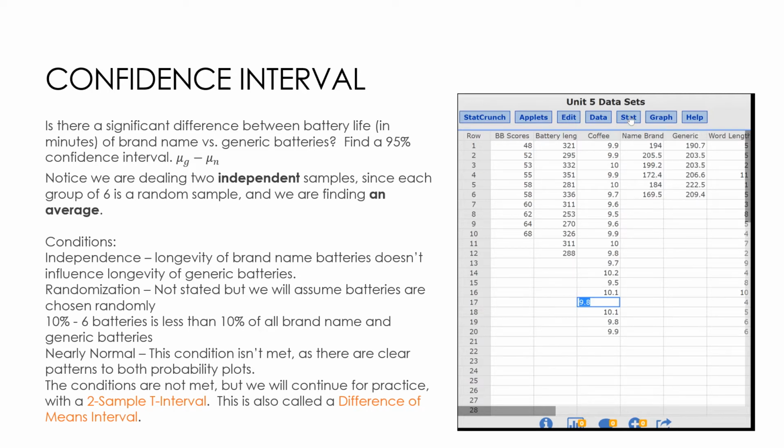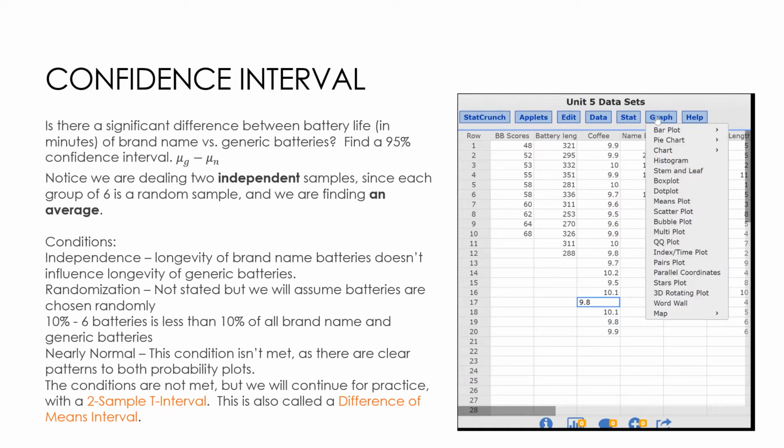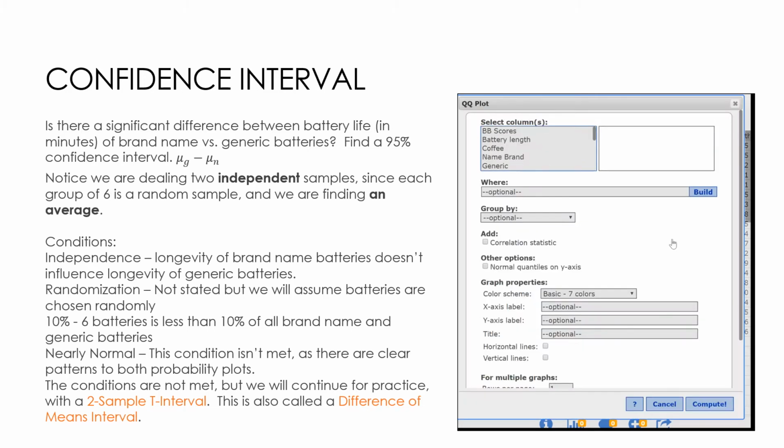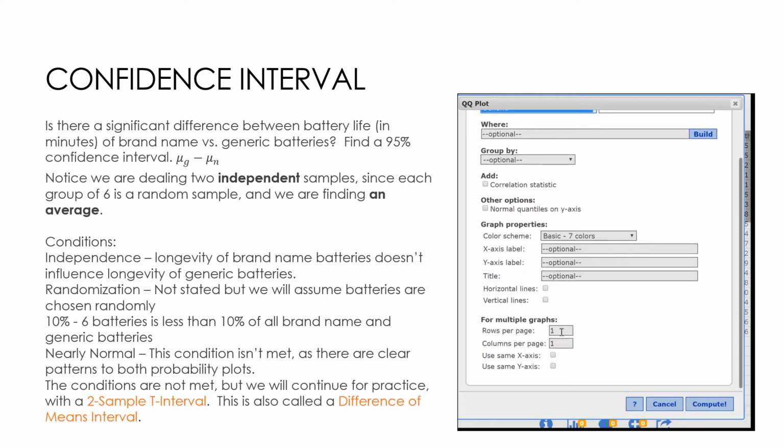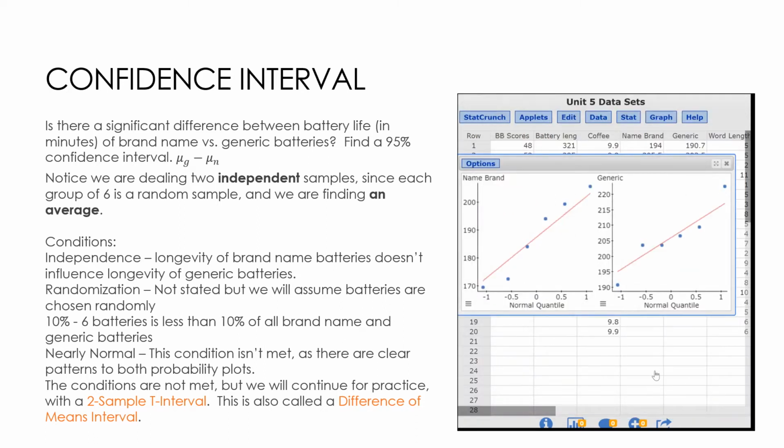So to check nearly normal, I would go to graph, and then QQ plot. And I'll look at name brand and generic. And I'm going to do 2 columns per page so that I can see them side by side. And notice that I've got a pattern here. And I have a kind of a pattern here. And so if I were doing this for real, I would say, nope, I'm not going to continue because I'm not comfortable with this.